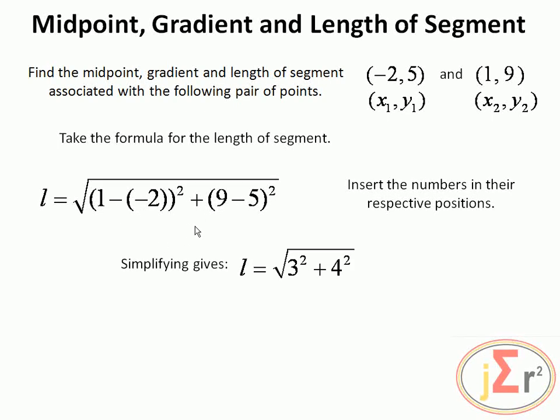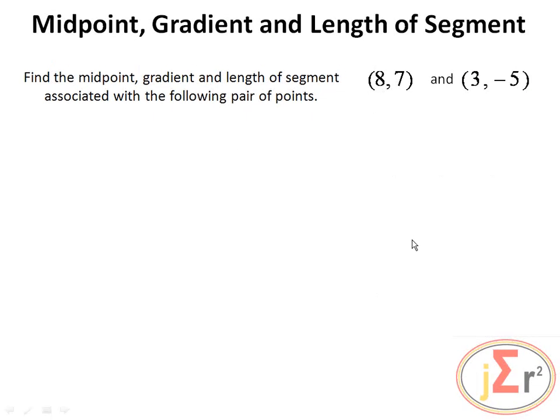So we're going to have a positive 3 squared. 9 minus 5 is 4 squared. So next step, we square 3, we get 9. We square 4, we get 16. Then we add 9 plus 16, we get 25. The square root of 25 is 5. So that's 5 units. The length of the segment is 5 units.